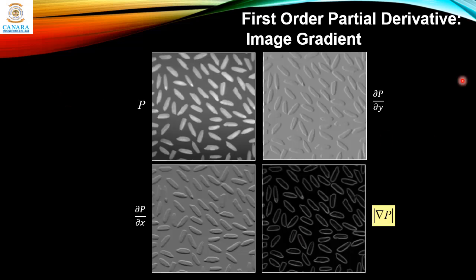So one more example of gradient operator. We saw this example earlier of this rice grain. Now you can see here, this is the horizontal line detector, this is the vertical line detector, and you can see the gradient operator gives the combined effect of both these operators, and it's quite clear in detecting the edges.